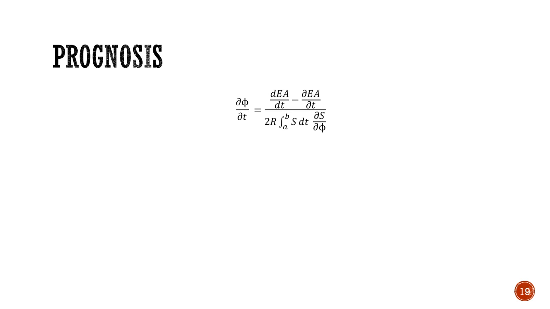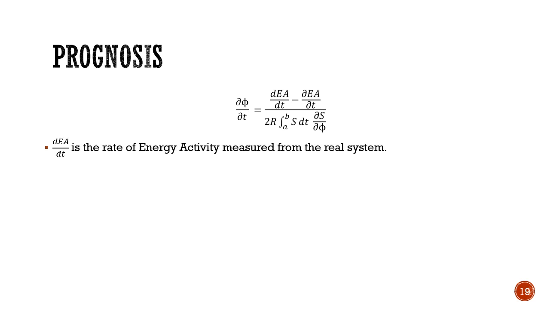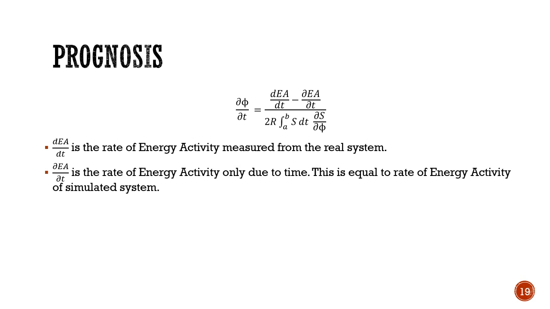Continuing from the previous equation, the component degradation rate can be calculated as shown. In this equation, the derivative of energy activity can be measured from the energy activity of real system. The partial derivative of energy activity with time means the derivative of energy activity under no fault condition. This can be measured using the energy activity from the simulated system.